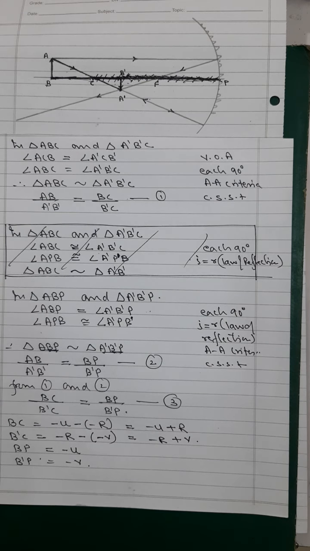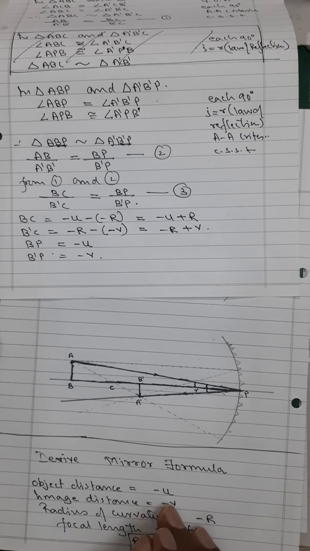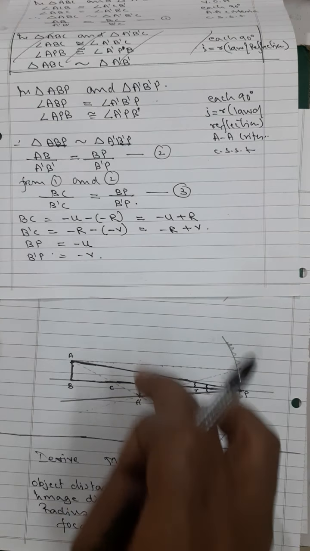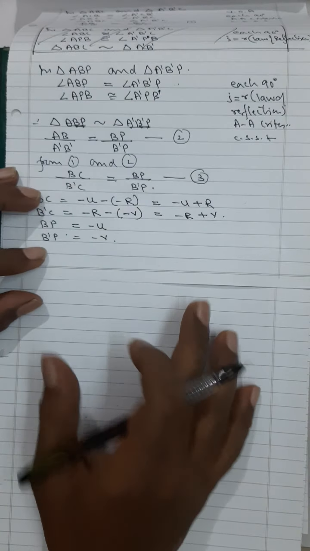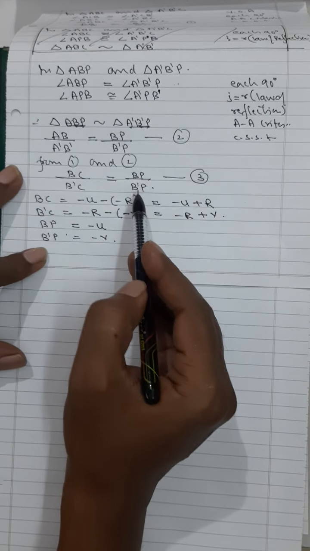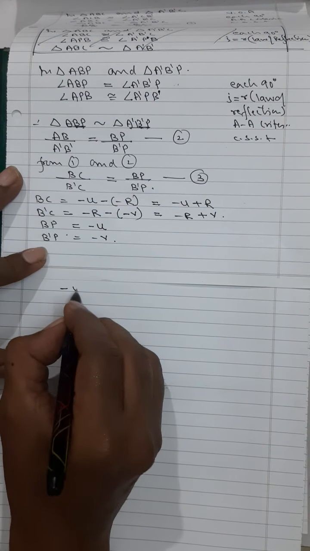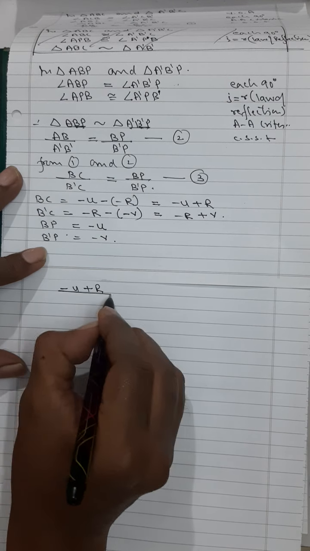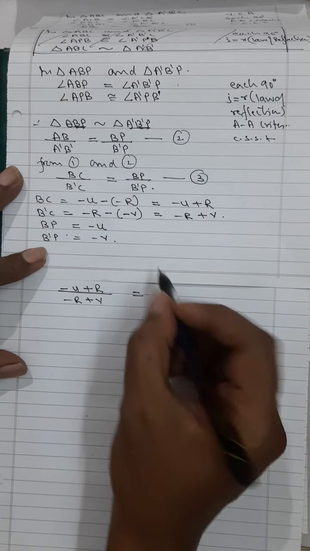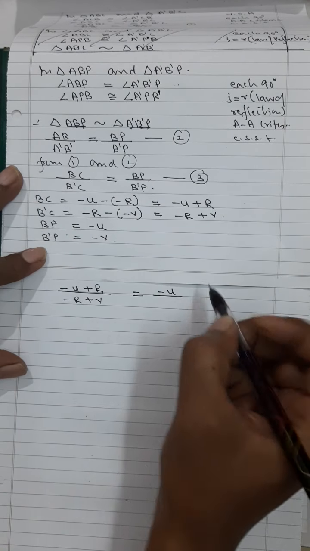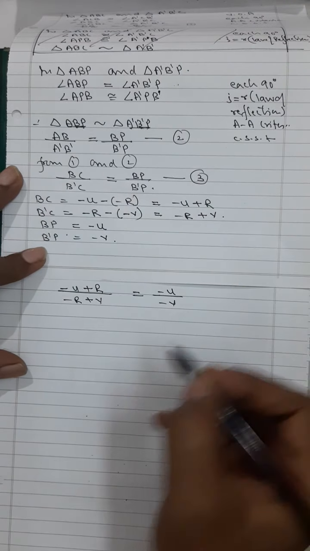See, this is what you have to understand, my dear students. This is what you have to frame. So substituting all these things, these will be the same over here also. This is the equation: BC upon B dash C equals BP upon B dash P. BC is minus U plus R, B dash C is minus R plus V. BP is minus U, B dash P is minus V.